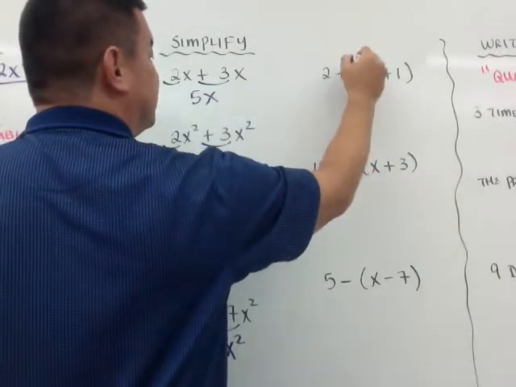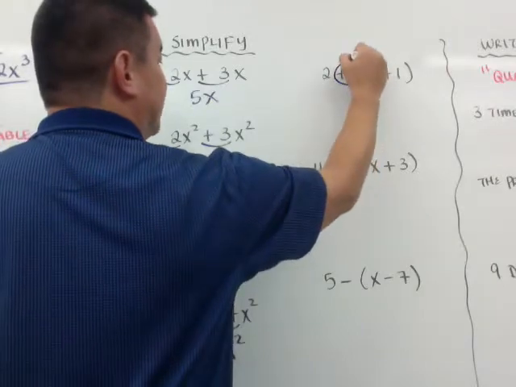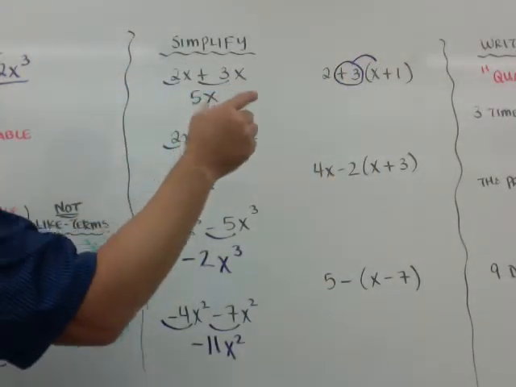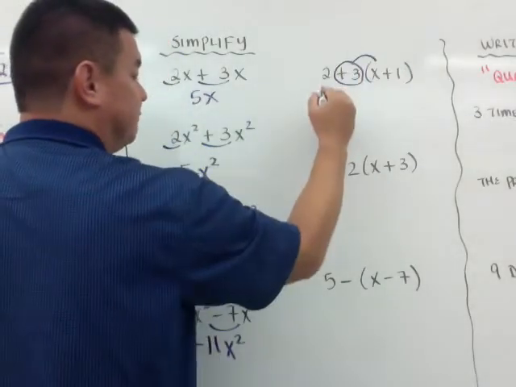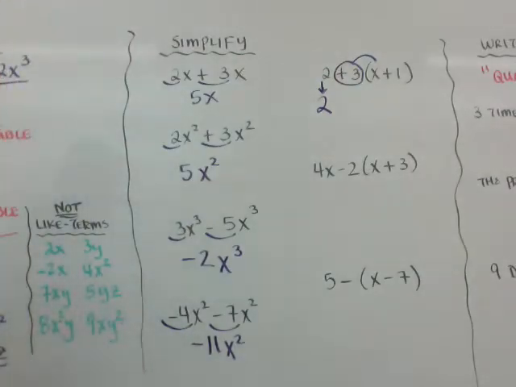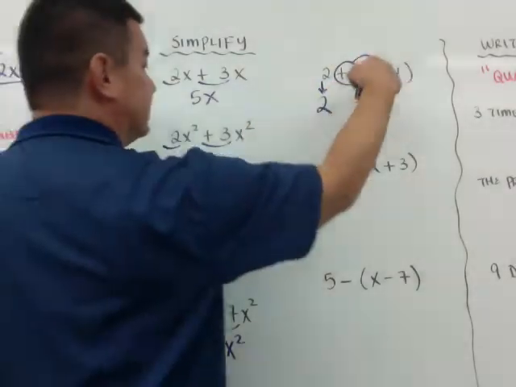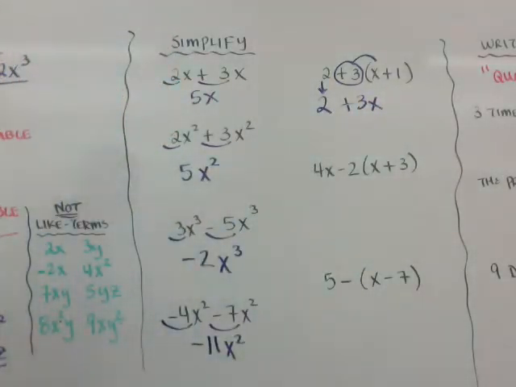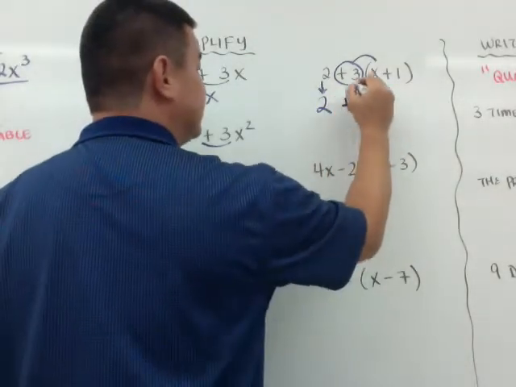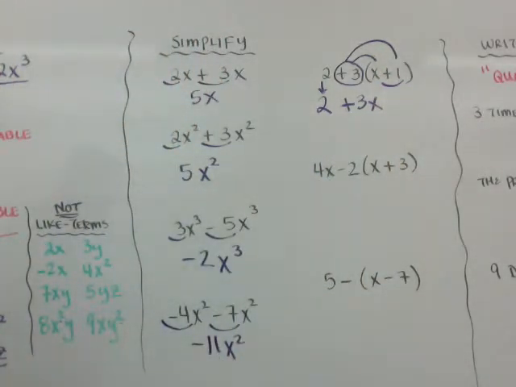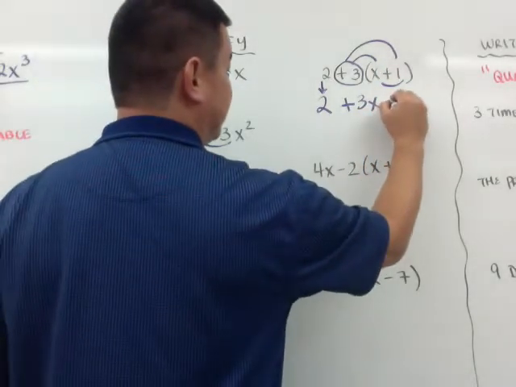So I actually need to distribute. So I'm going to do this. And notice I circled the positive 3, so I know when I distributed it, I'm multiplying by a positive 3. So the 2 just drops down here. Okay. And then the plus 3x, plus 3 times x is plus 3x. Okay. And then the rainbow, the second rainbow, is positive 3 times positive 1, which is positive 3.